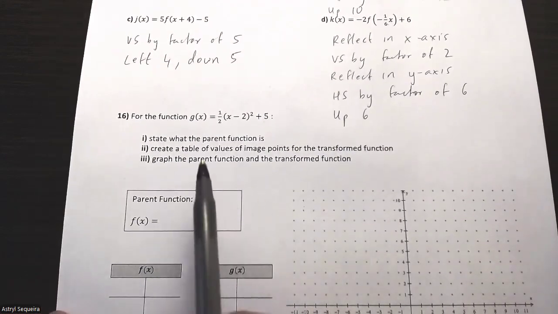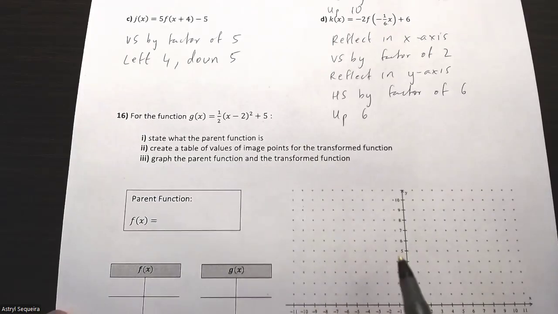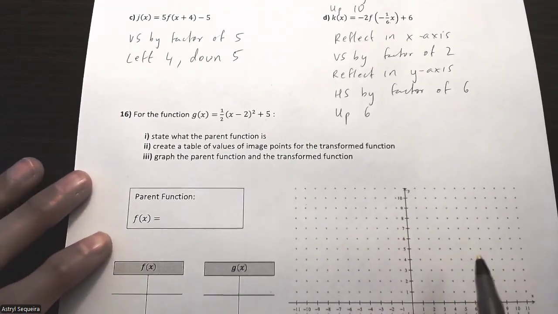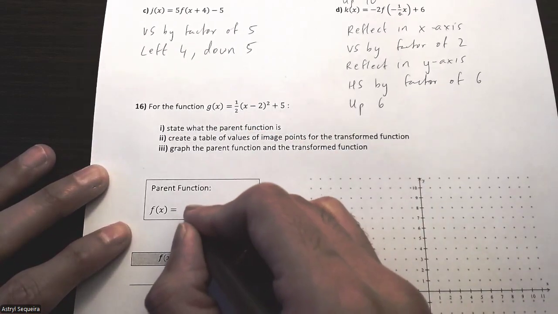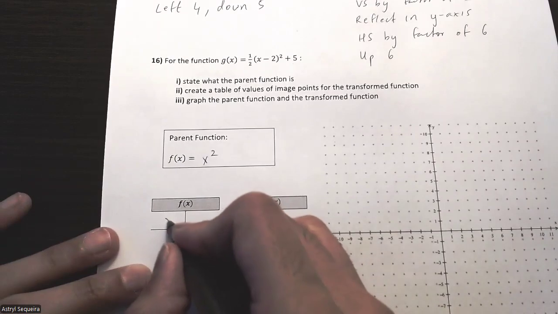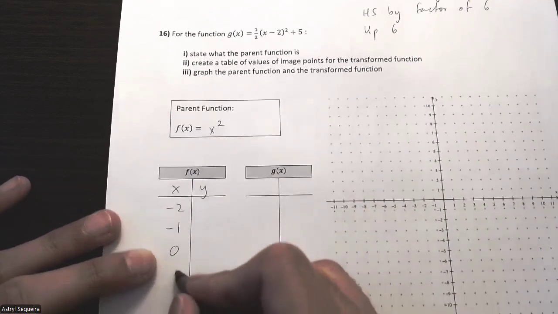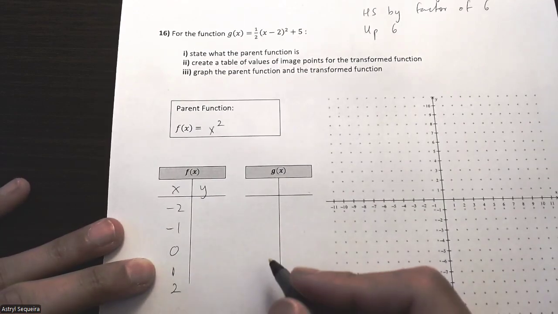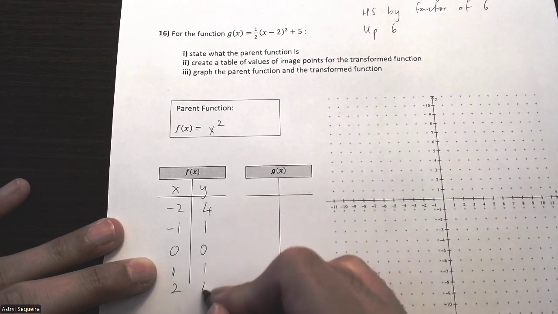Okay, question 16, state the parent function, create a table of values, and then map the image points, and then graph the function. So I'm going to do this again relatively quickly, so my graphs might not be super tidy. Parent function over here is x squared. For an x squared function, my original table of values is -2, -1, 0, 1, 2. My y values are 4, 1, 0, 1, 4.